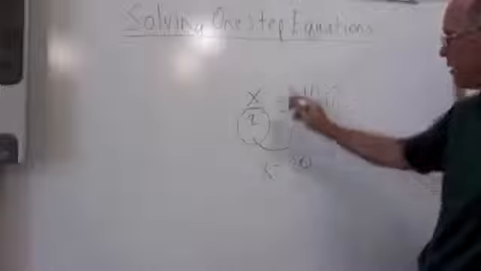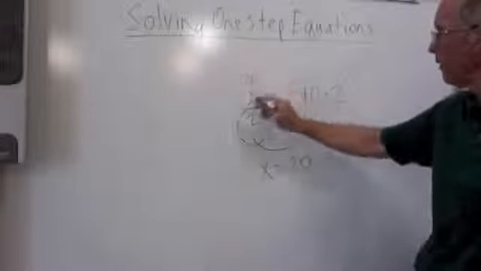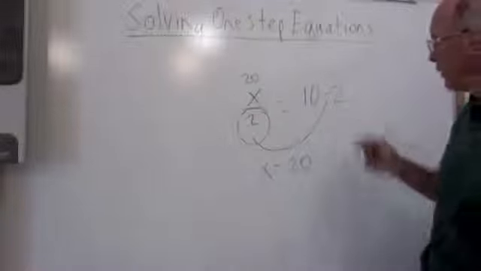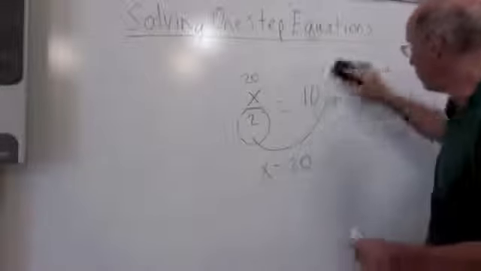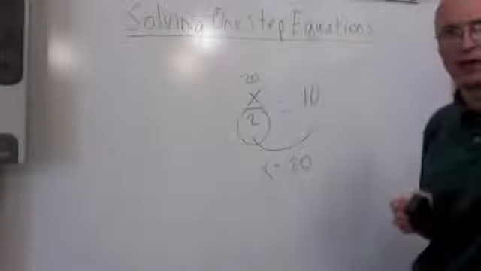Take the 20, put it in there. 20 divided by 2 really does equal our original thing of 10.